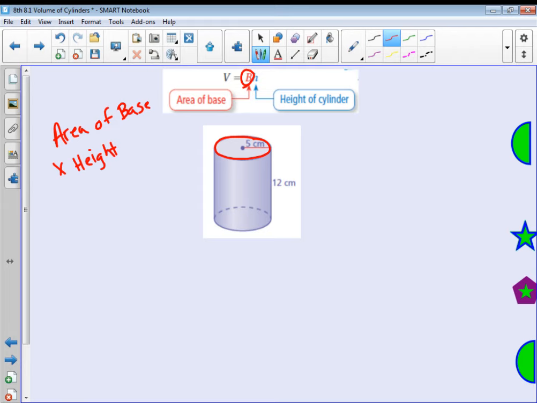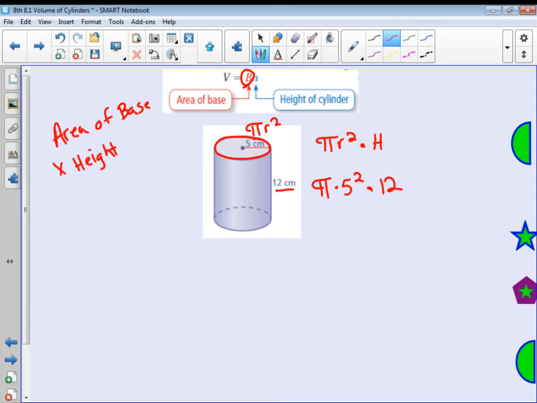Okay, so how do we find the area of a circle? Well, we do pi times radius squared. Okay, so we're going to be using pi times radius squared, and then we're going to take that answer times our height. So if we're looking at the cylinder that we have here, well, we have pi times 5 squared times our height is 12.